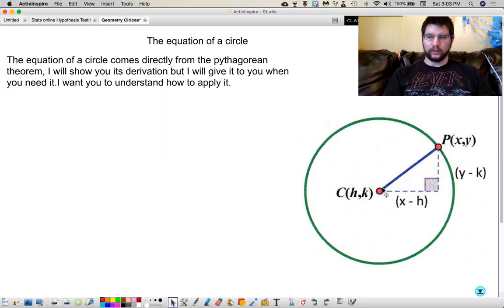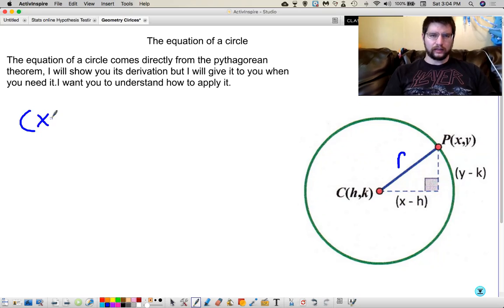Well, the distance horizontally is your ending point minus your starting point. So we're ending up at x. We're starting at h, so it's x minus h for this distance here. The distance vertically, we're ending at y, starting at k, so it's y minus k. And if we look at this, we know that this right here is the radius of our circle. We're going to call that r. So all I'm going to do is plug the horizontal distance, this leg, and this leg, and our hypotenuse into the Pythagorean theorem.